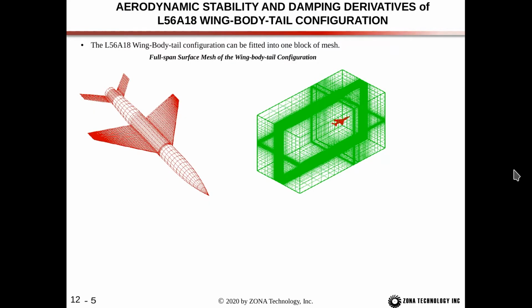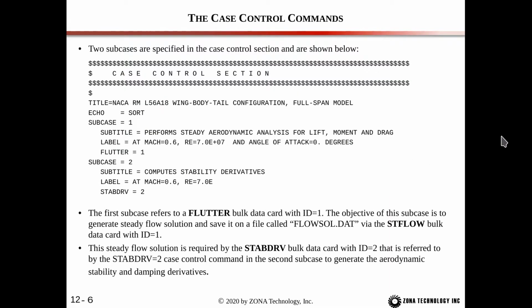So here's an example. We have the aerodynamic stability and damping derivatives of the L56A18 wing body tail configuration. So this aircraft can be fitted into one block of mesh as shown here. And then our case control section. As I said, we have to set up a fake flutter run. So this flutter subcase only performs the steady aerodynamic analysis, and then subcase 2 will actually compute the stability derivatives.